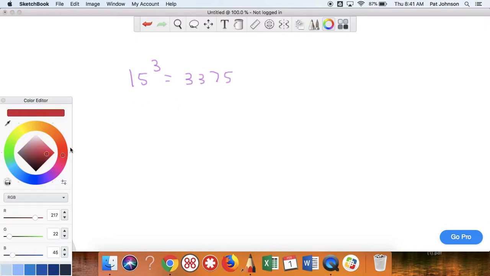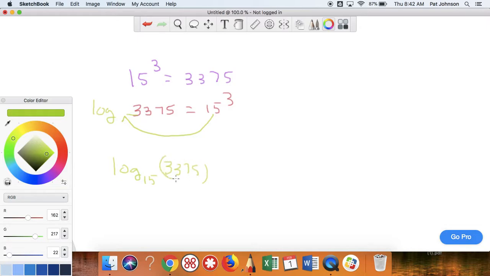So the first thing I'm going to do is I'm going to switch the places. Because then I know in order to write this into logarithm, I add my logarithm here, my base comes over here, so I have log base 15 of 3375, which is my argument, equals 3. Makes it much easier when you do that. You just know it goes down. Let's look at the next example.